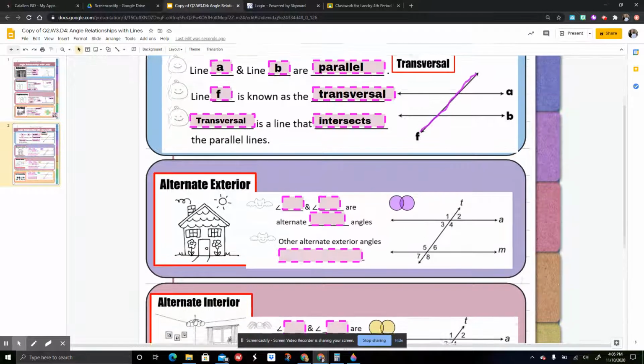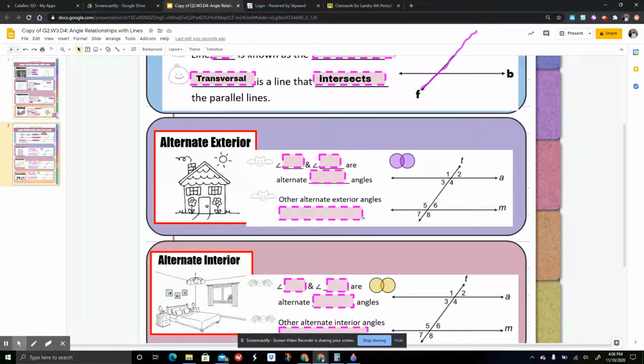If you go to the next little section, alternate exterior, angle 1 and angle 8 are alternate exterior angles. And I can resize this a little bit, and then we'll have to make the text smaller. And it looks like it takes it to be an 8 to fit. Okay, so angle 1 and angle 8 are alternate exterior angles.